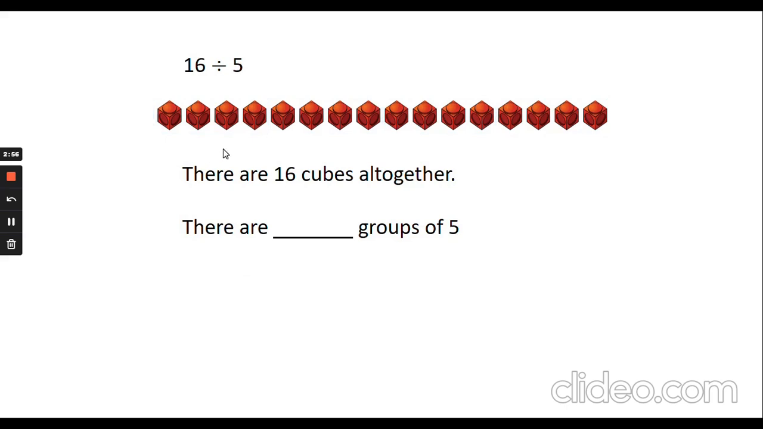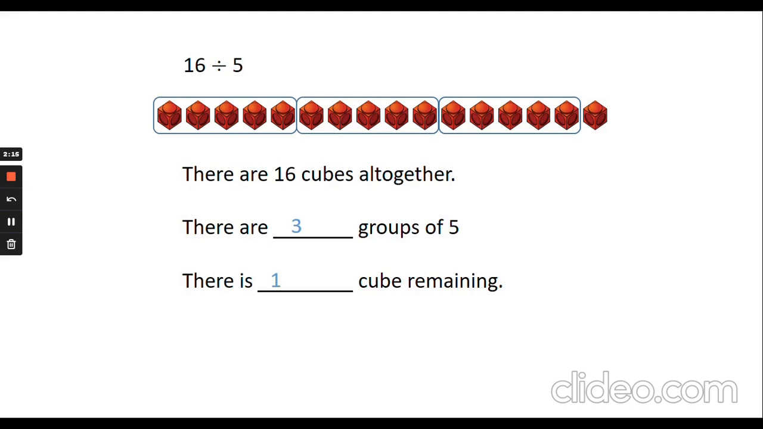Let's look at doing this for 16 divided by 5. We're starting with the same number, but this time we are making groups of 5. I've got 1 group of 5, 2 groups of 5, 3 groups of 5, and then I run out of cubes. I have not got enough cubes left to make a whole group of 5. So what we need to do instead is complete the sentences for the number of groups we have, which is 1, 2, 3, but then also write that there is 1 cube remaining.